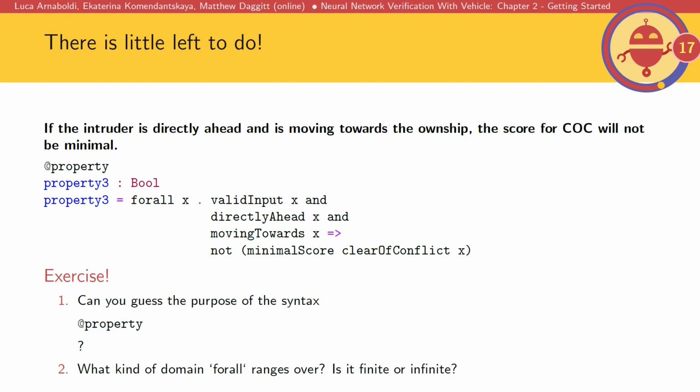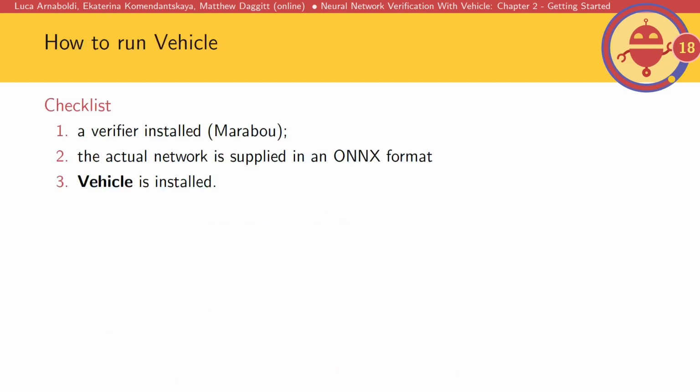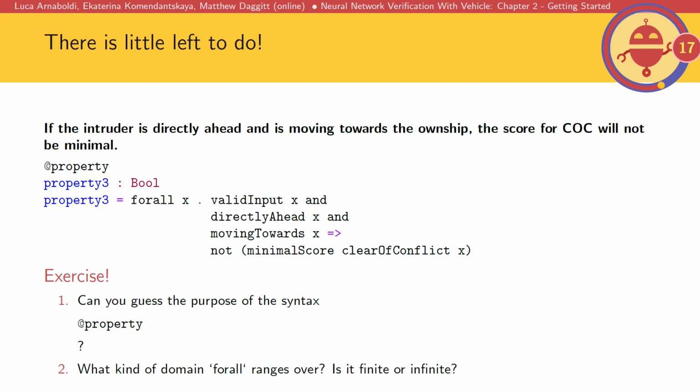Can you guess the purpose of this syntax add property? Yeah. It's going to define it as a property to be verifying the neural network against. Anytime you see add, it means I'm going to discharge it, either I'm going to receive it from outside or I'm going to discharge it to outside. Vehicle itself is not going to verify that this holds of a neural network. Well, why not, actually? Why can't vehicle just verify this itself?